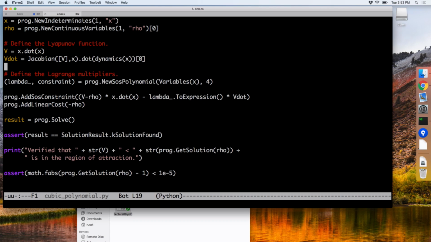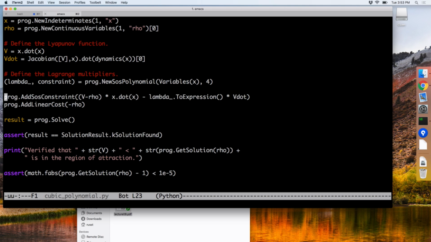Okay, so V is just x squared. V dot is partial V partial x times my dynamics. Okay, I'm going to make a new sums of squares polynomial. I'm saying set up some variables, make my Q's, whatever, so that lambda is a sums of squares polynomial in the variables x up to degree 4.